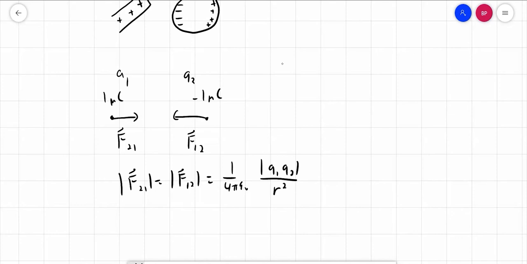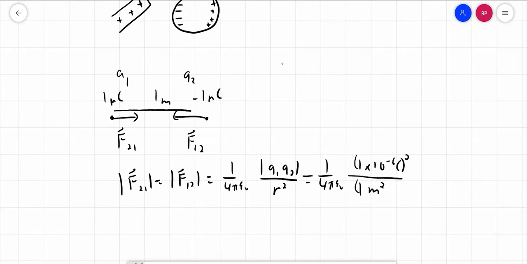So in our case, this distance here is 1 meter. So these are numbers, we know what they are. Then we multiply by the absolute value of each charge. So this is 1 microcoulomb and this is negative 1 microcoulomb. So we have 1 times 10 to the minus 6 coulombs squared, because after you take the absolute value, these have the same value. And we divide by 1 meter squared. And so if you evaluate this, this is going to be 0.0090 newtons.